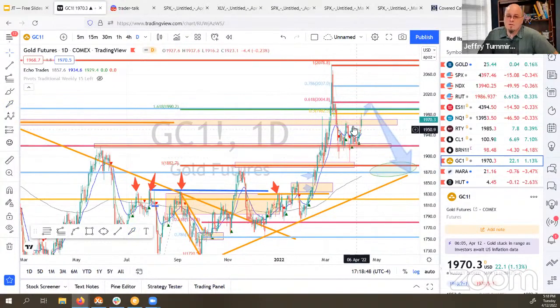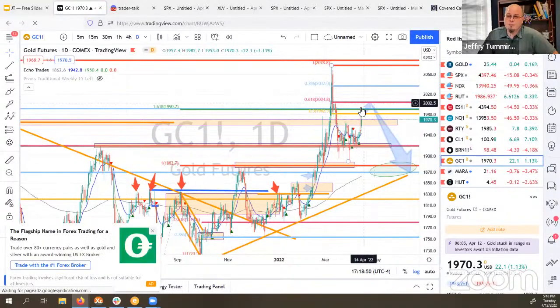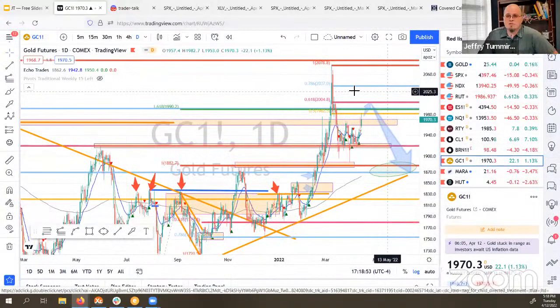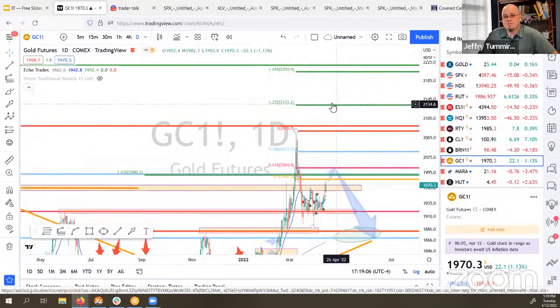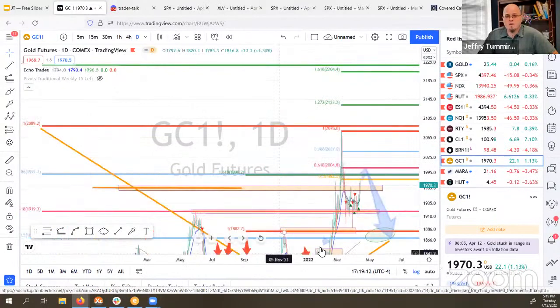So 2,000 is the key. If we break through 2,000, and I see the ads popping back up. No ads. All right. If we break through 2,000, then the next resistance becomes that high we made back in March at 2,078. If we can break through that, see some all-time new highs, extensions run out to 2,100 and 2,200 on gold. So it's where to keep an eye on.